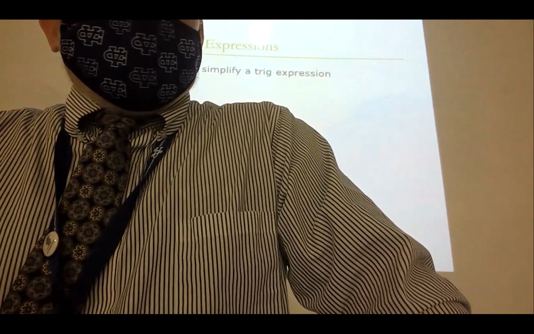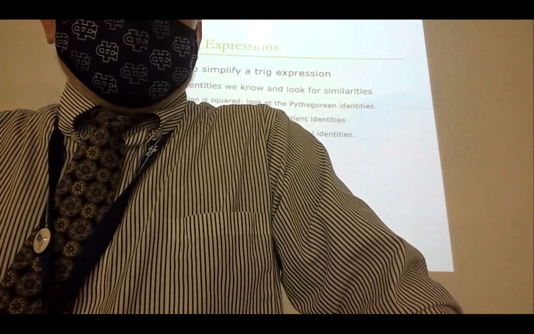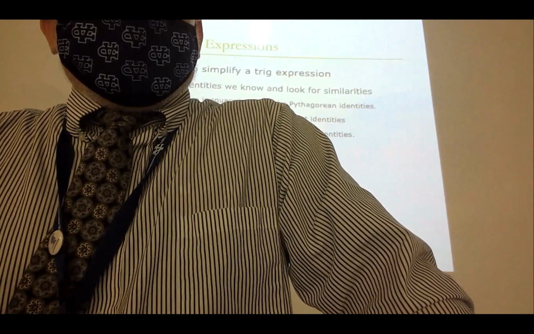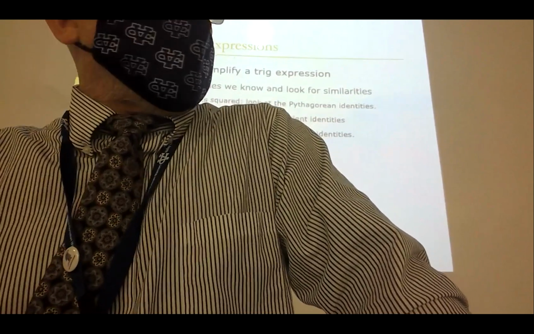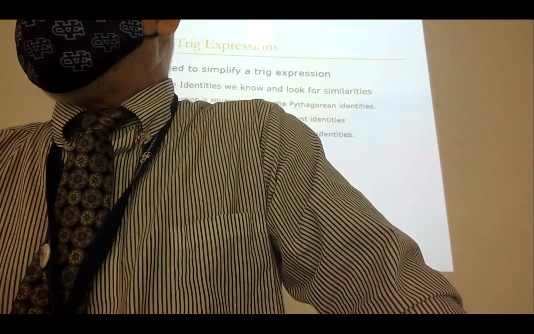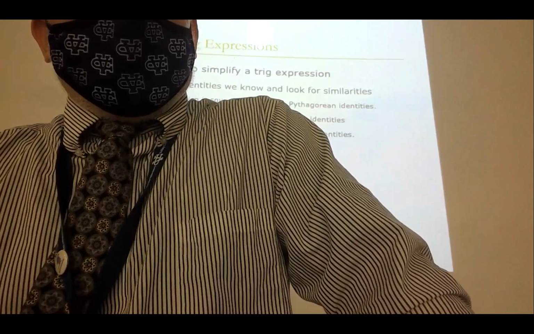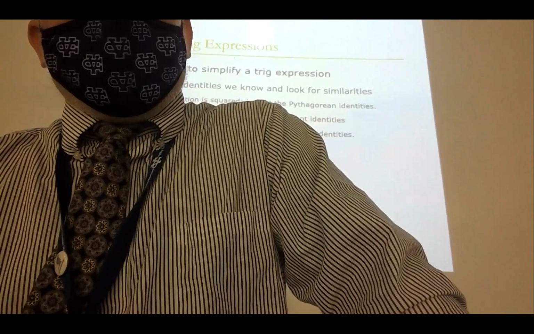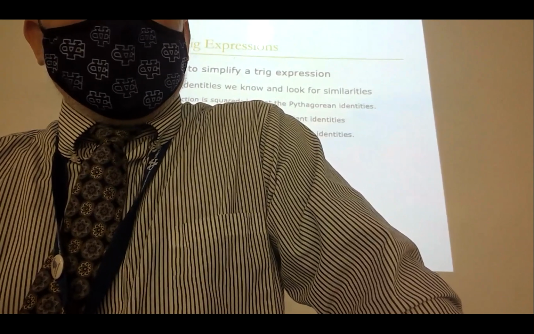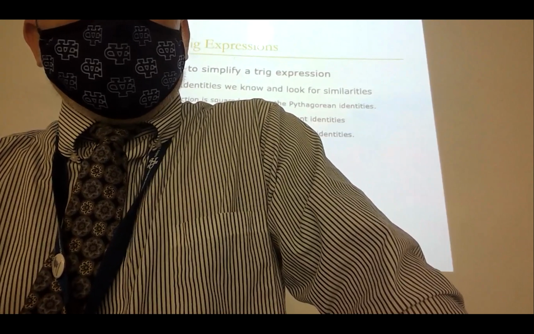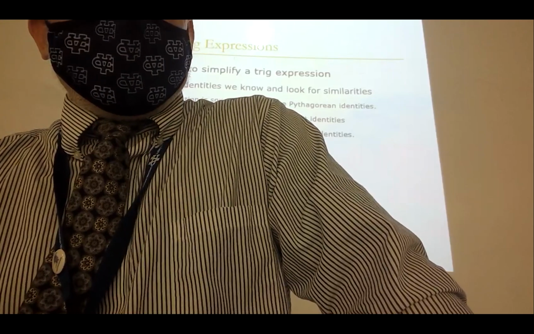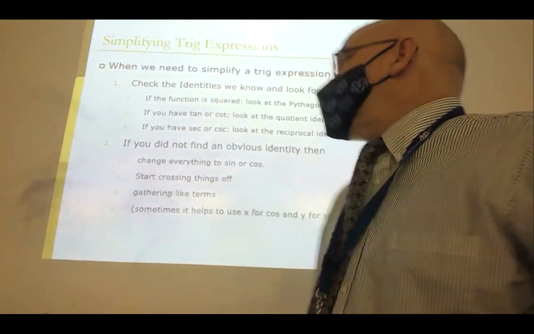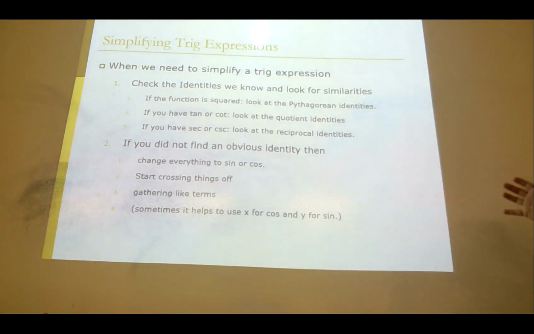So when we need to simplify a trig expression, check the identities that we know from our sheet and look for similarities. If the function is squared, look for Pythagorean identities that we can substitute. If you have tangent or cotangent, look at the quotient identities that we've used. And if you have secant or cosecant, look at reciprocal identities. Try to turn it into a sine and cosine. It makes it easier. So if it's not obvious, then try to change everything to sine or cosine. Those are usually the easiest ones to work with.